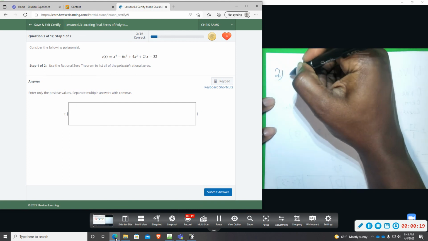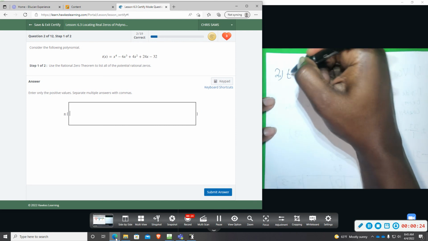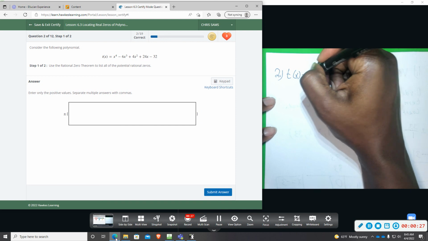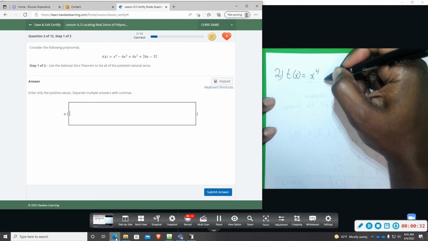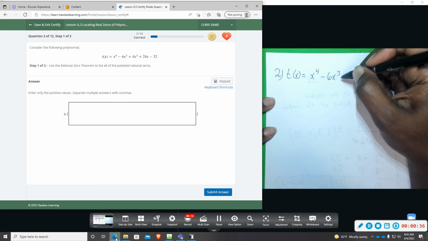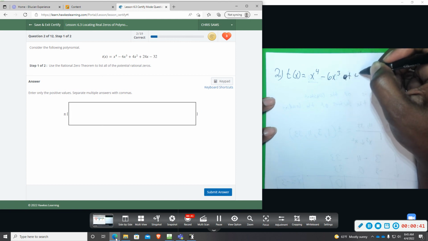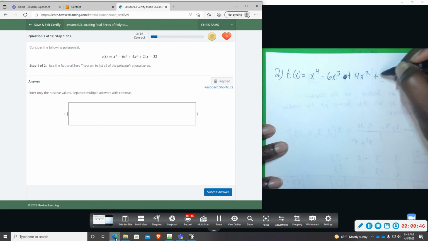All right, so this problem is T of x equals x to the 4th minus 6x to the 3rd plus 4x squared plus 24x minus 32.